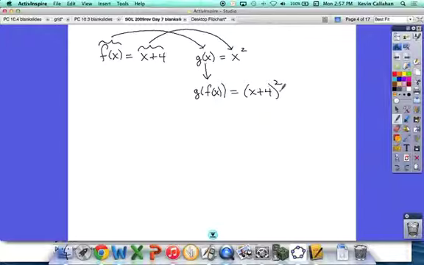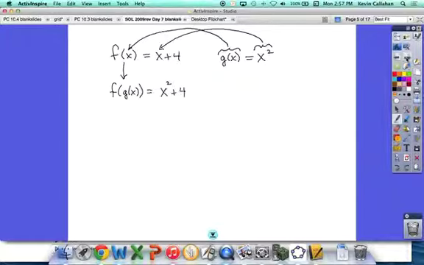Okay? If you go the opposite way, find f of g of x, that means take this and put it in the place of the x there, x squared plus 4. Do you remember that? Okay.